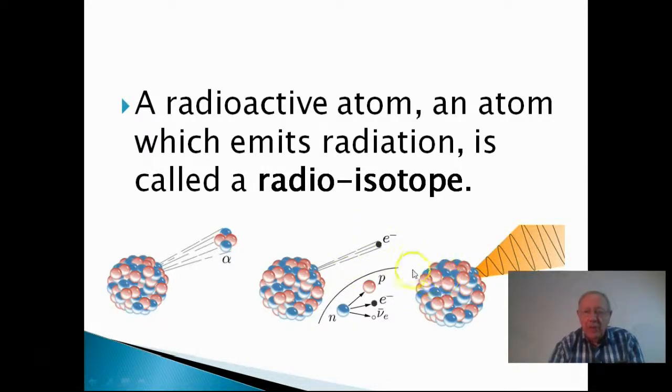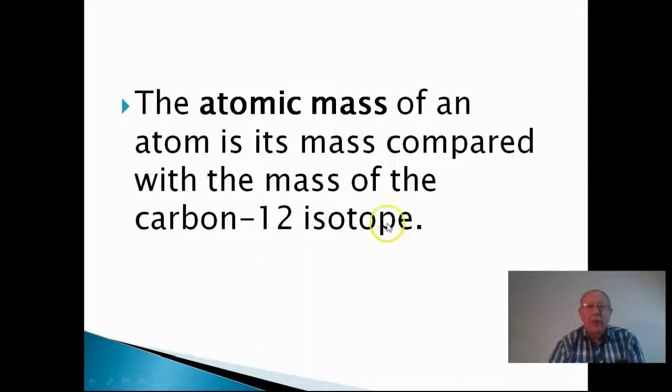Over here is another form of radiation, and this is gamma rays, or a photon of a gamma ray. So the other term that we need to be aware of is atomic mass. Now, the atomic mass of an atom is different from its mass number. Mass numbers are always whole numbers. They're the number of protons plus neutrons.